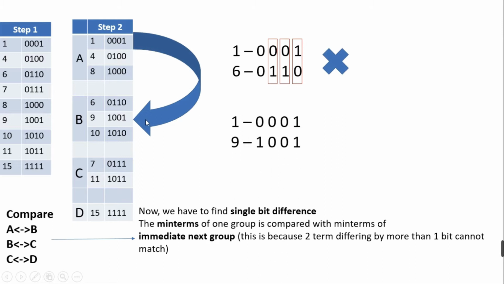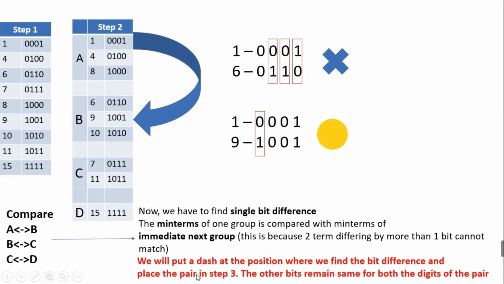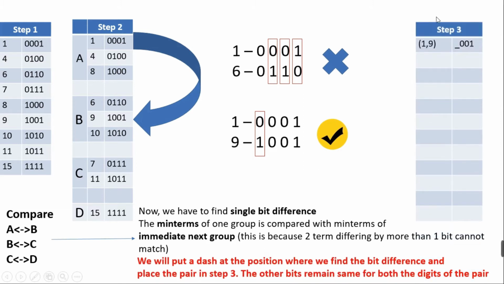So we're going to compare 1 with 9. So you can see that we have only 1 bit difference right over there, and all the other bits are actually the same for both 1 and 9. So there is only a single bit difference. So we are definitely going to consider this pair, 1 and 9. We're going to take it into consideration, and we're going to put that into our step 3. All right, so this is what is actually written here. So this is the step 3.